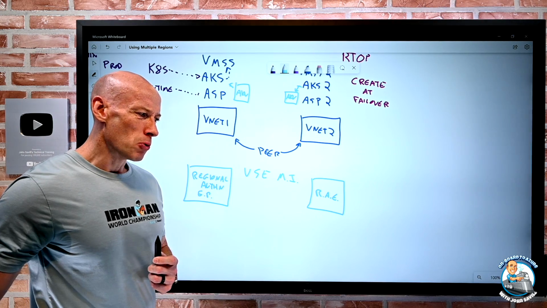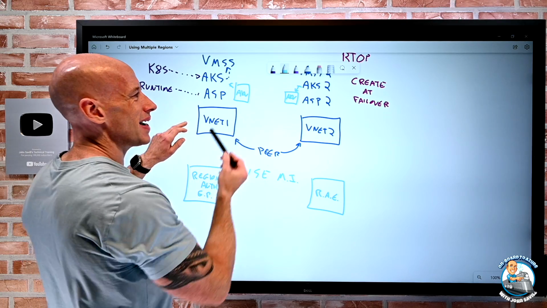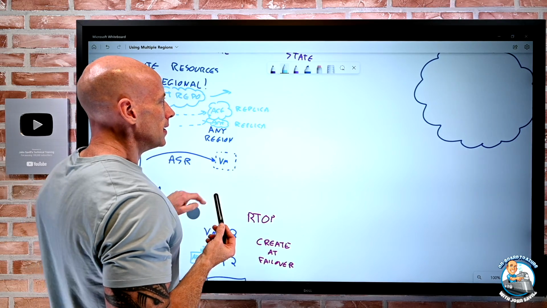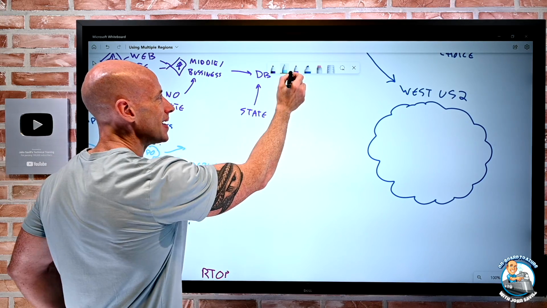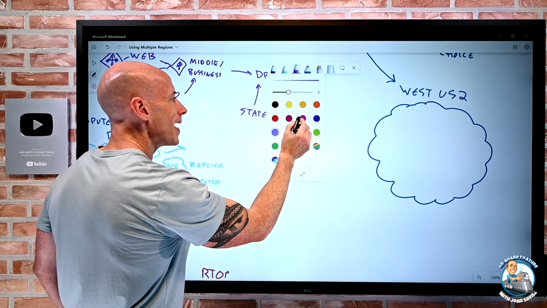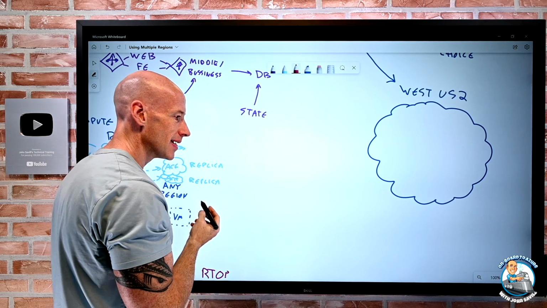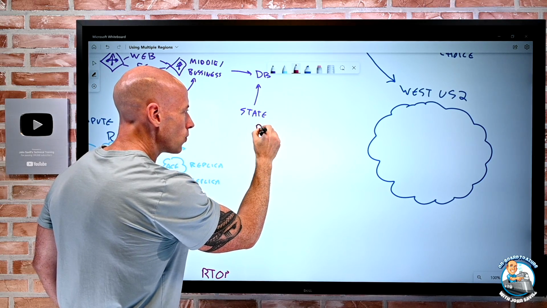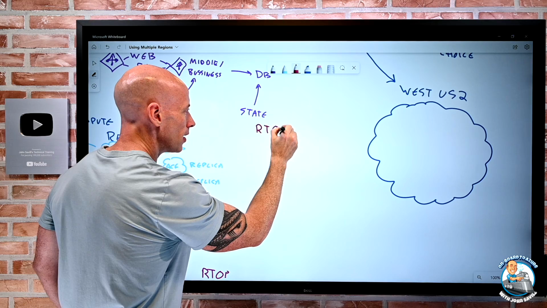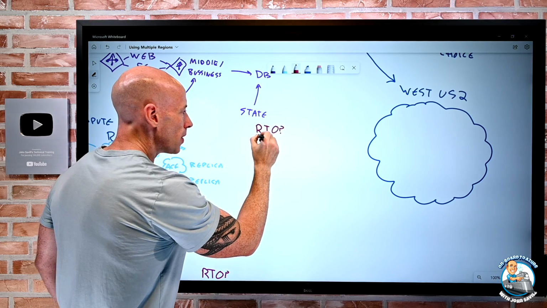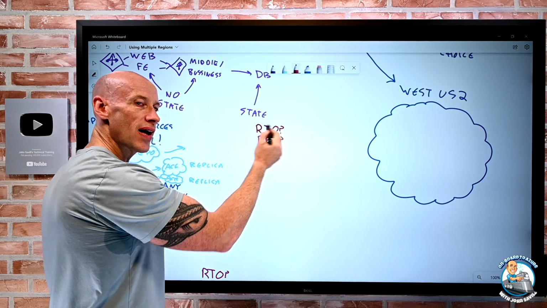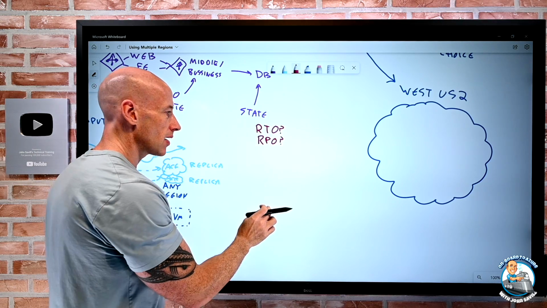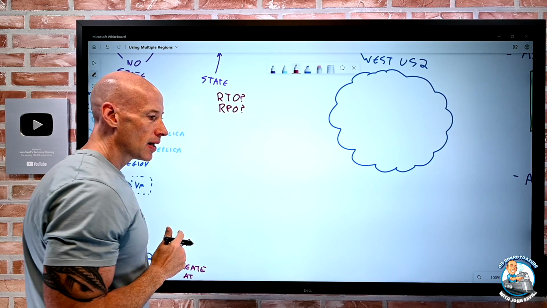So that's the compute. There's no state. I'm not replicating things. I don't care. But there was state. There was state over here. So how do I handle the state? And I really need to understand what is my recovery time objective and what is my recovery point objective. How long do I have to fail over and how much data can I afford to lose?